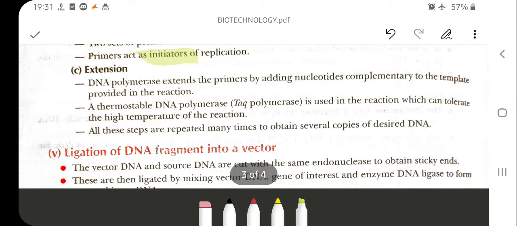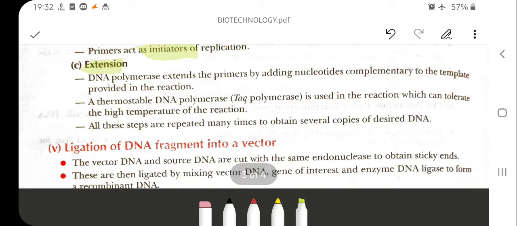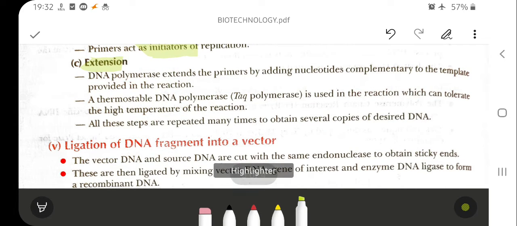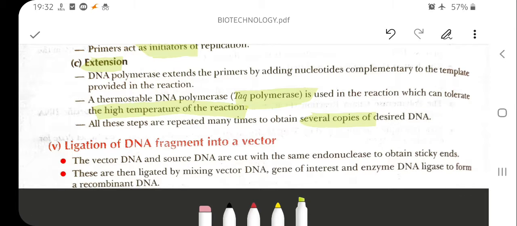The last step is your extension. The DNA polymerase extends the primer by adding nucleotides complementary to the template provided in the reaction. A thermostable DNA polymerase, that is Taq polymerase, is used. Why is it used? Taq polymerase is used because it can tolerate the high temperature of the reaction. So all the steps are repeated many times to obtain several copies of the desired DNA.